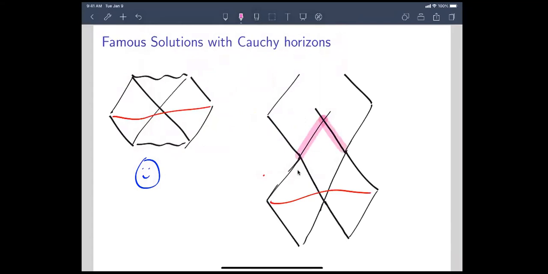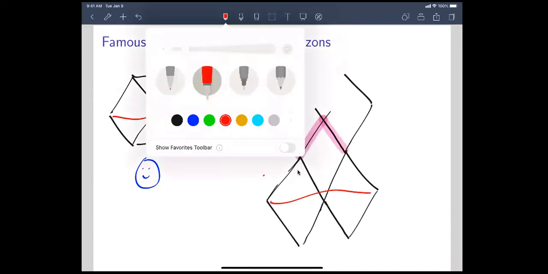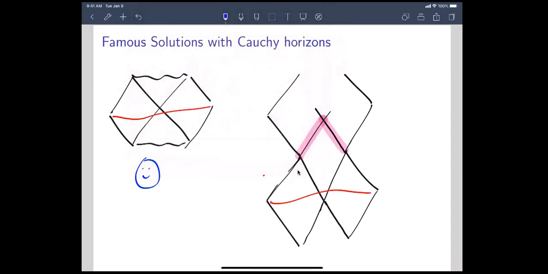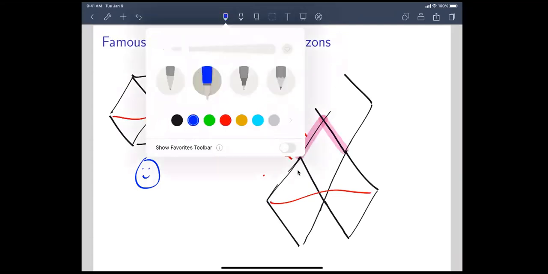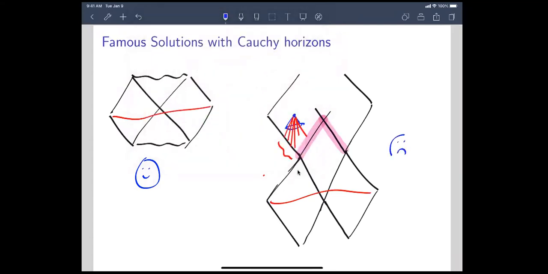is now a boundary, which has the property that if I take a point here and consider the past light cone of this point, then there are curves which miss the initial data surface, because they go in this region. And so here we are, of course, a frowny face, because we have a Cauchy horizon.